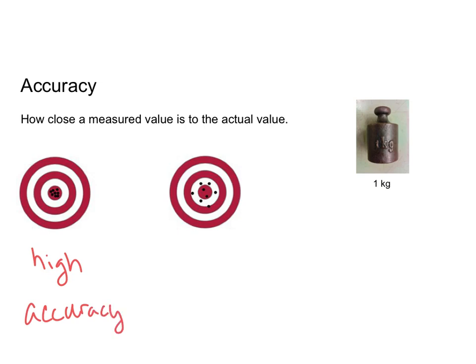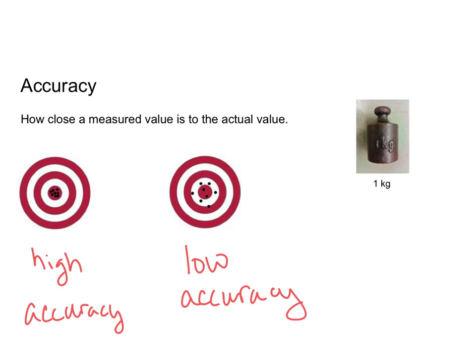Now looking at the target on the right, you see all the hits are close to the bullseye. So it is still accurate, but they're not quite on the bullseye. They're a little bit more spread apart. So in this case, we would describe it as low accuracy. They're still close, but they're not quite on the bullseye.